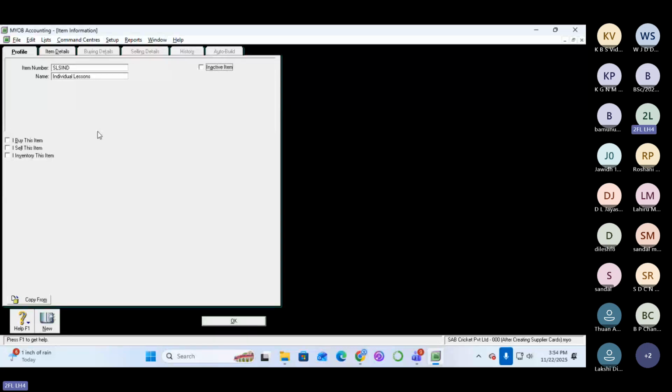No, I'm only asking about the first checkbox. I'm not referring to the other two. I'm asking about the first checkbox, I buy this item, whether we should tick it or not. That's the question. If I buy this item, I have to check that. If I don't buy it, I have to leave it blank.